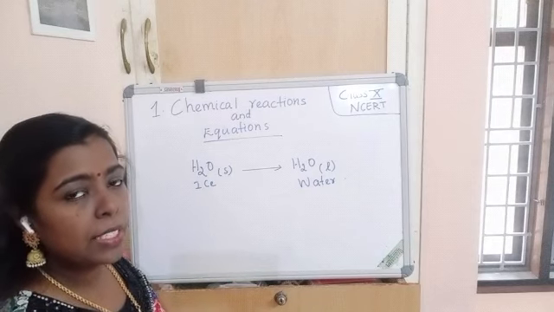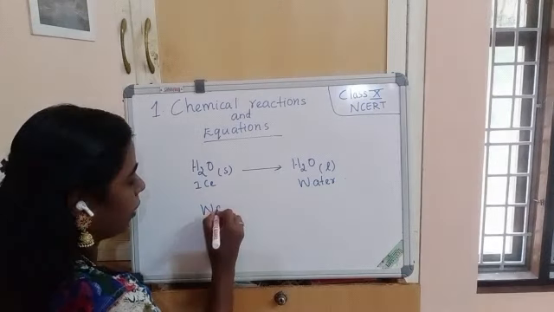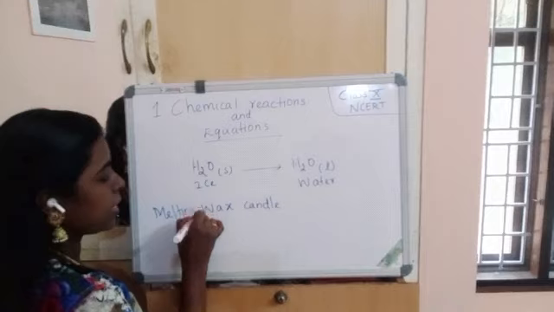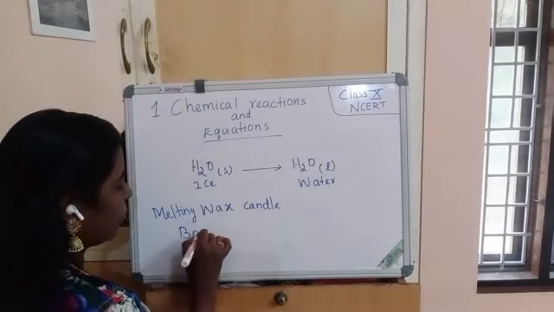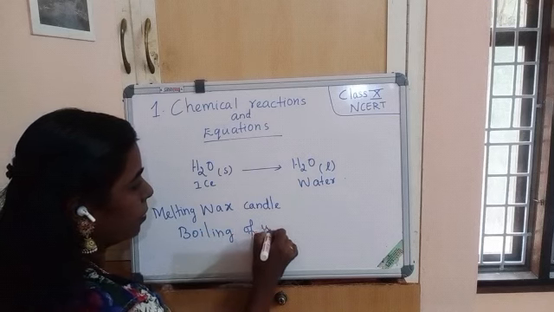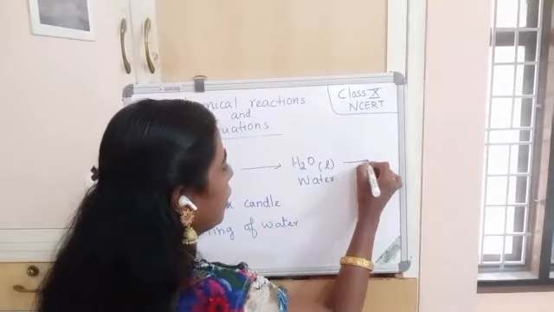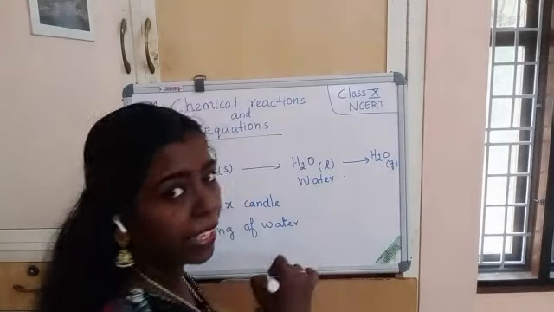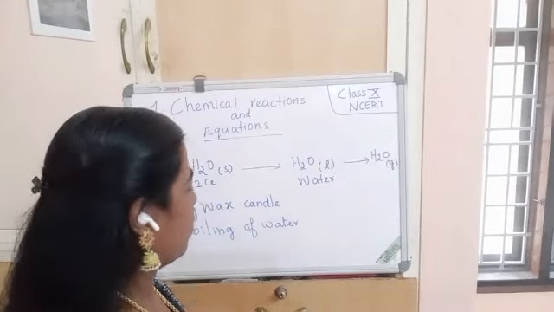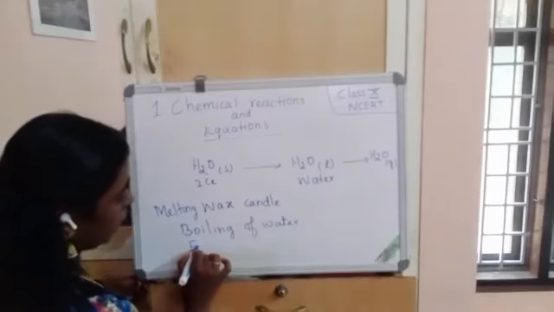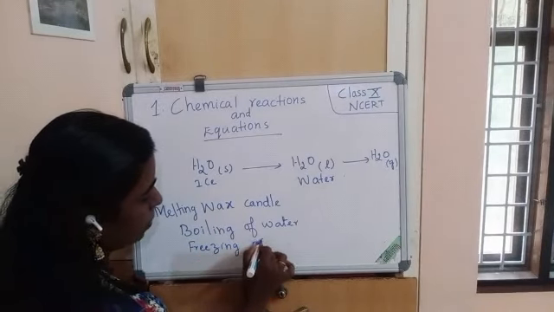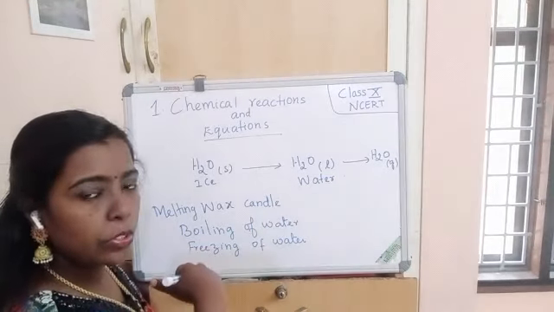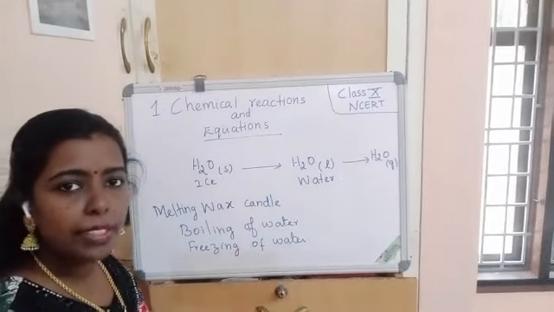Then some other examples: melting of a wax candle. Then boiling of water. If we heat water, it boils and goes to its gaseous state, that is water vapor. It is in the form of gaseous state, but the formula is the same. Then another example is freezing of water. If the water freezes, what will happen? Water is converted into ice, solid state. These are some of the examples of physical reactions.